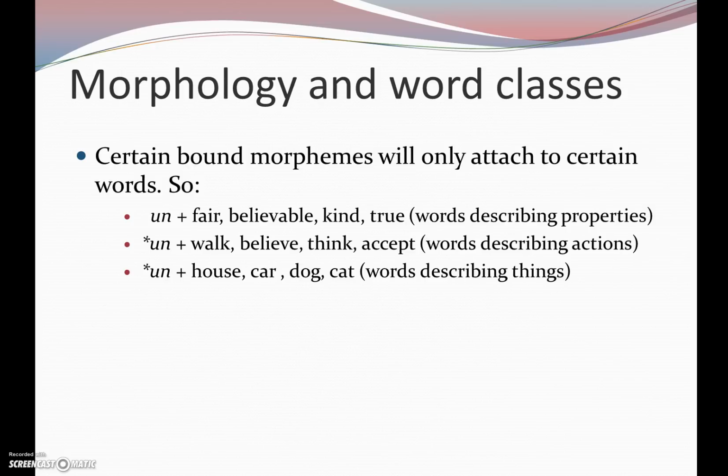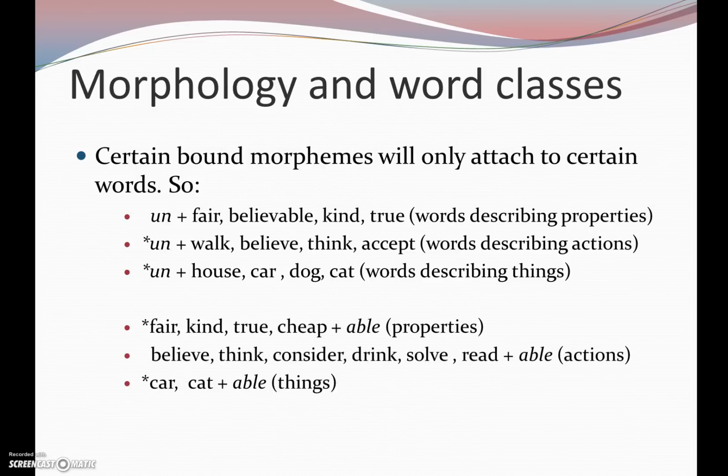Now, certain bound morphemes will only attach to certain words. So if you look at the first bullet points here, we can say unfair, unbelievable, unkind, all right, but we cannot say unwalk or unhouse.